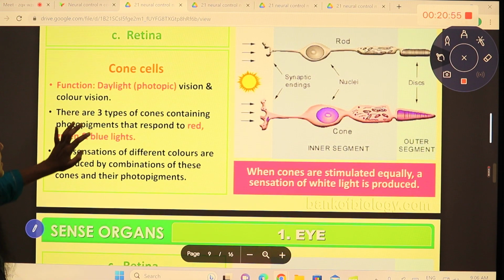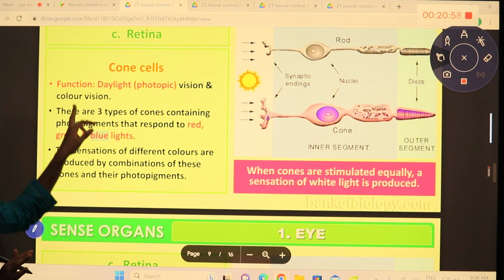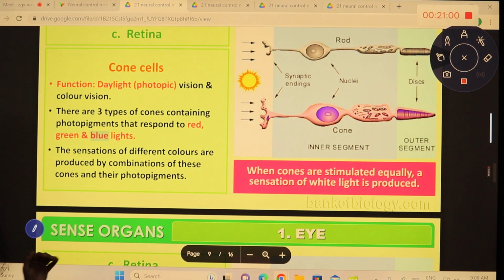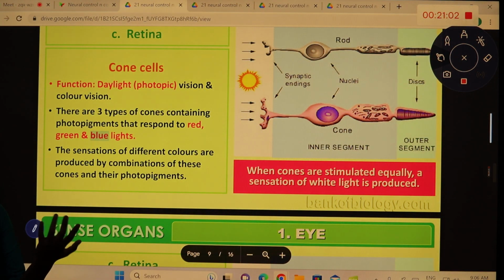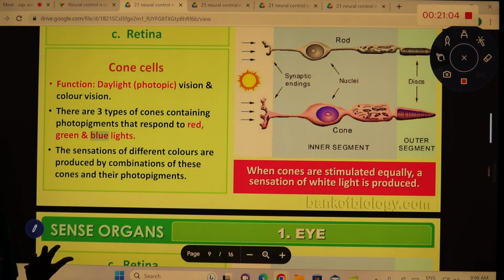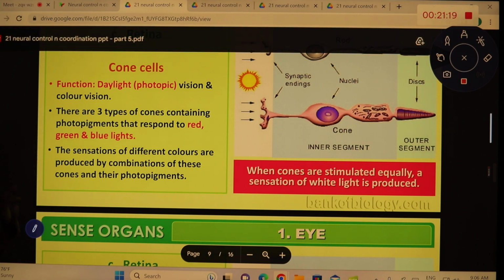Now let us talk about cones. Cones respond to daylight vision. During the day, when I am able to see you guys and you are able to see me, in presence of light, we call it photopic vision. Vision in presence of light is called photopic vision, and cones are responsible for photopic vision. Clear? There are three types of cone containing photopigments that respond to red, green and blue light.